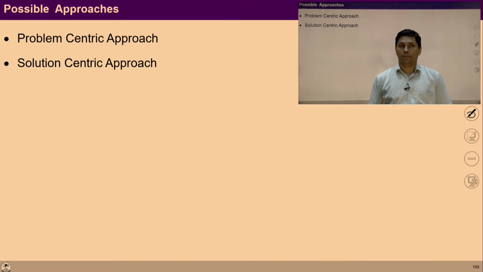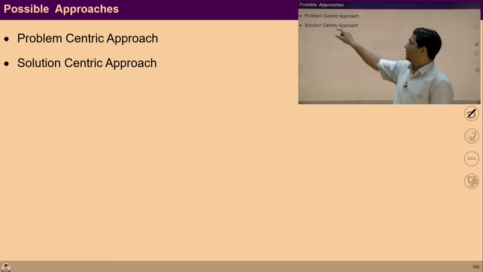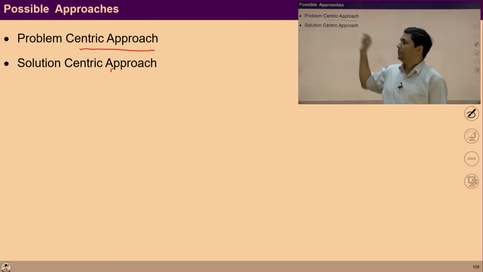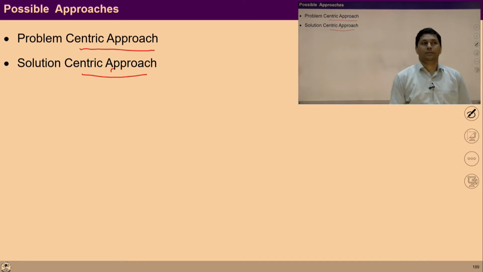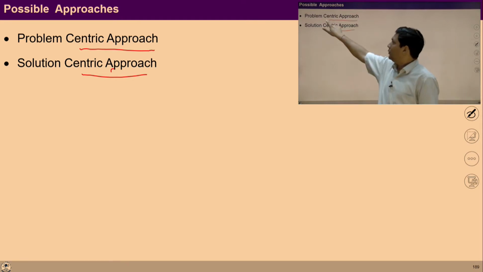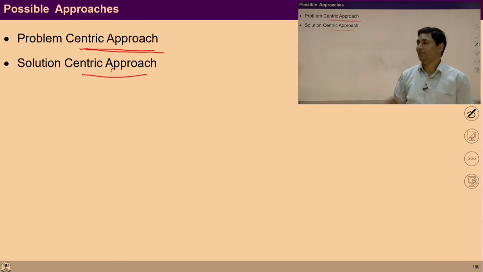So there are two possible approaches when we are going to critically analyze the present state. What are those possible approaches? Number one, problem-centric approach. Problem-centric approach means we are only focusing on the problems and trying to find out their solutions. And in the solution-centric approach, we focus on the solutions and try to evaluate the problems as an absence of the solutions. So in the problem-centric approach, we are primarily focusing only on the problem, and we are trying to get rid of this problem anyhow.